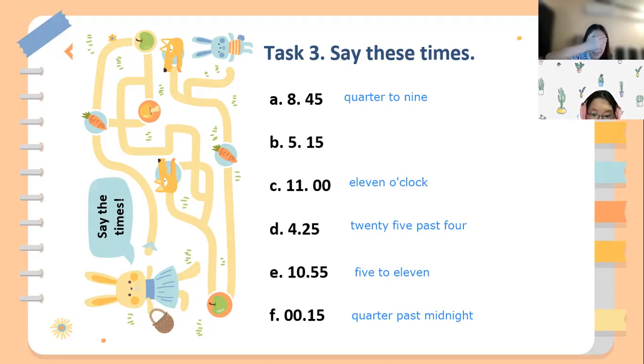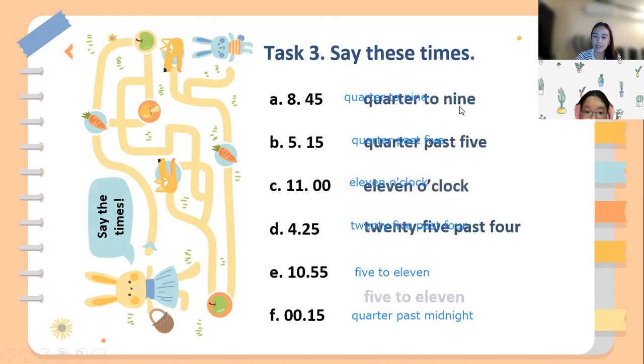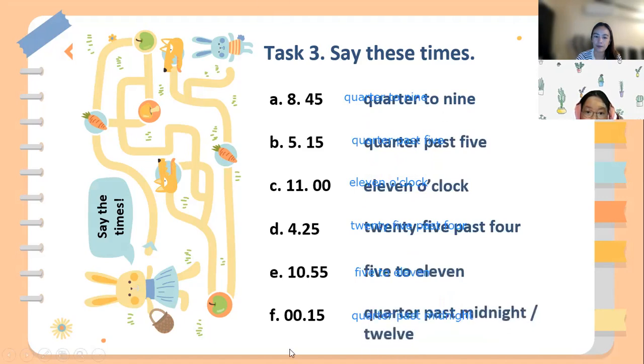How about the past? Quarter past five. Yes, very good. Let's try to read it, baby. Quarter to nine, quarter past five, 11 o'clock, 25 past four, 5 to 11. Quarter past midnight or quarter past 12. Yes, that's correct. Now you know how to say time or write the time.